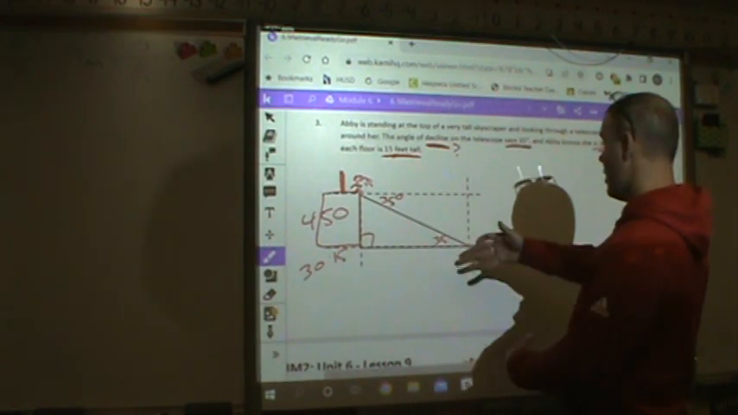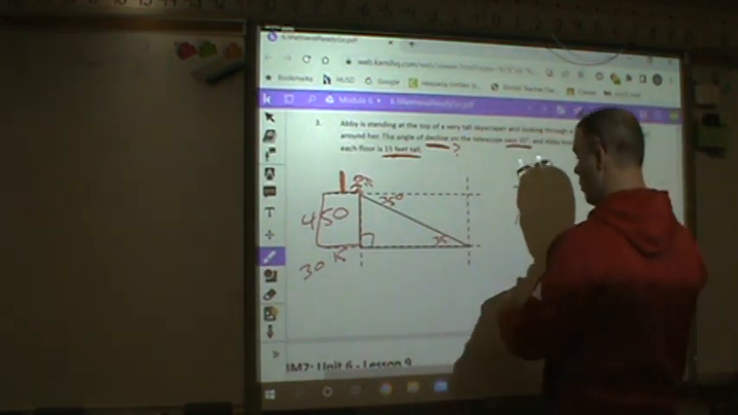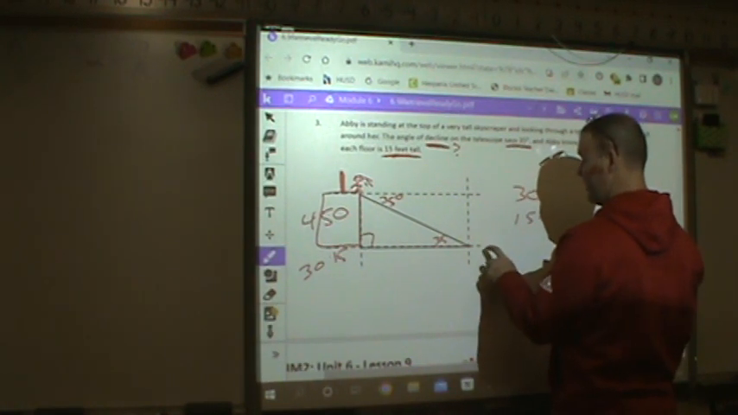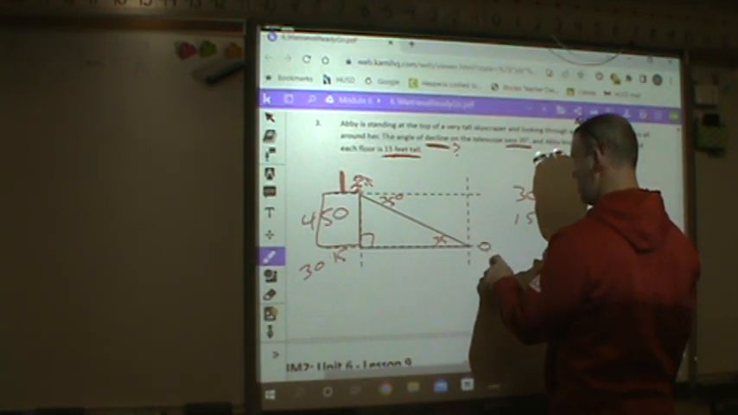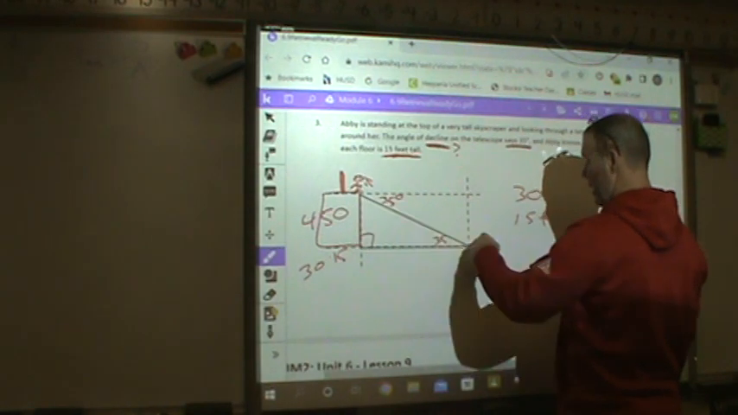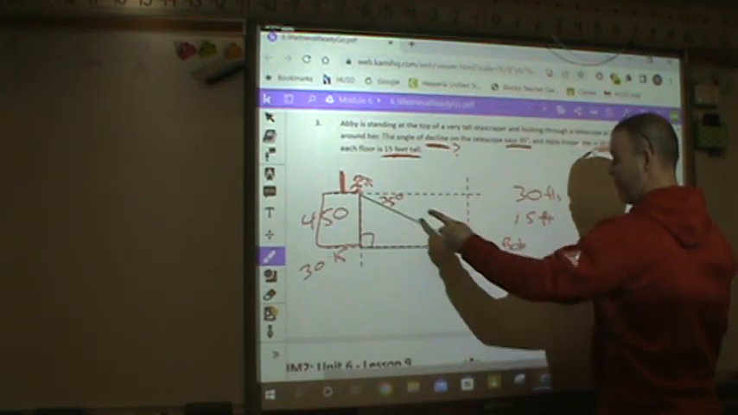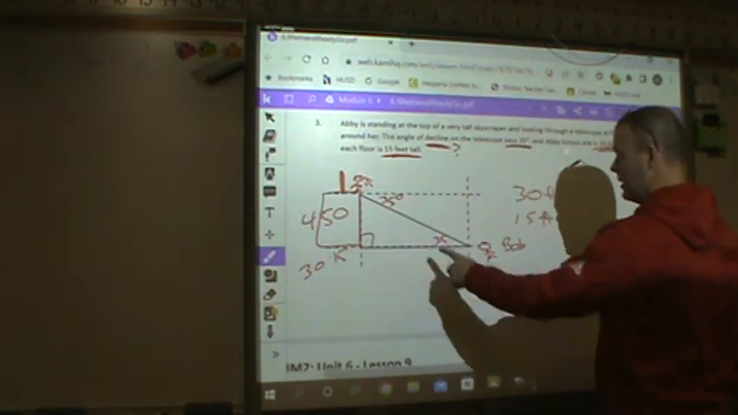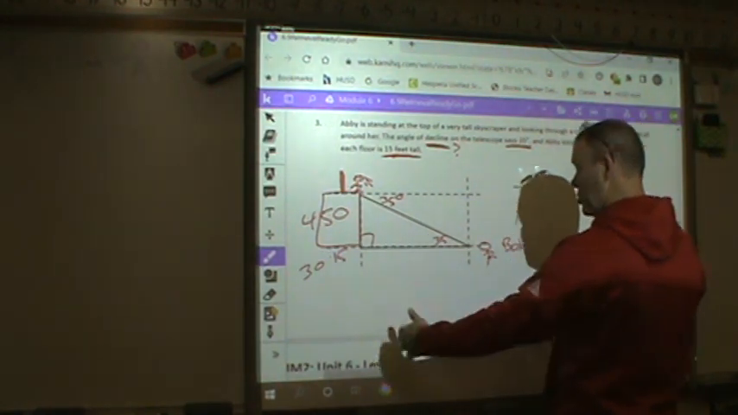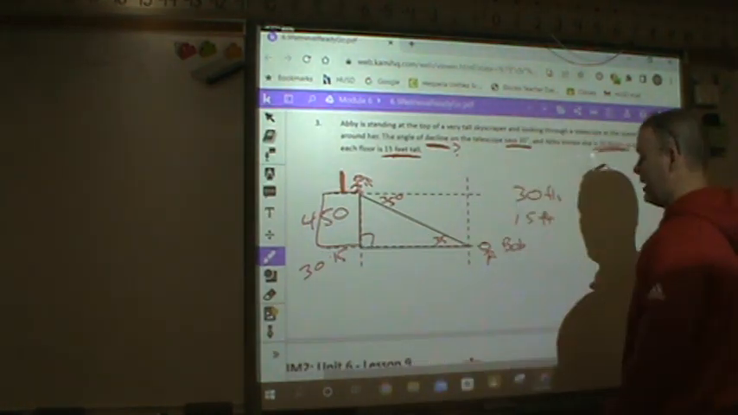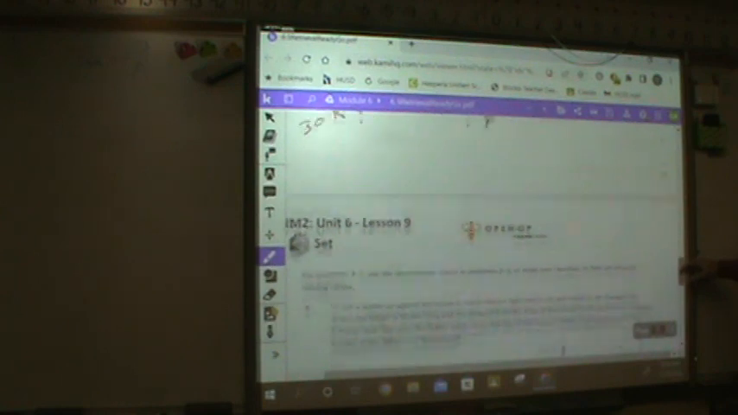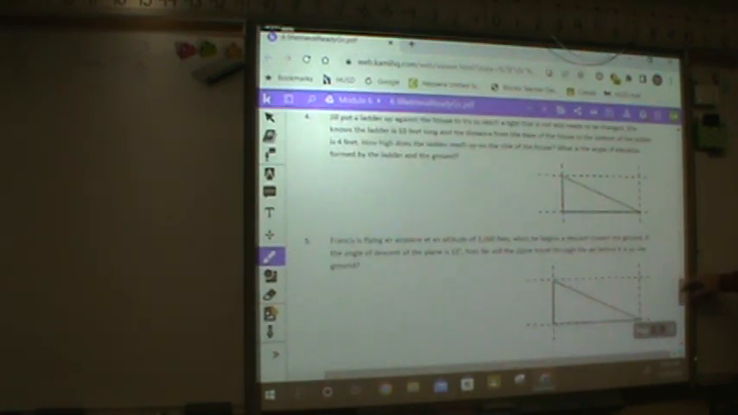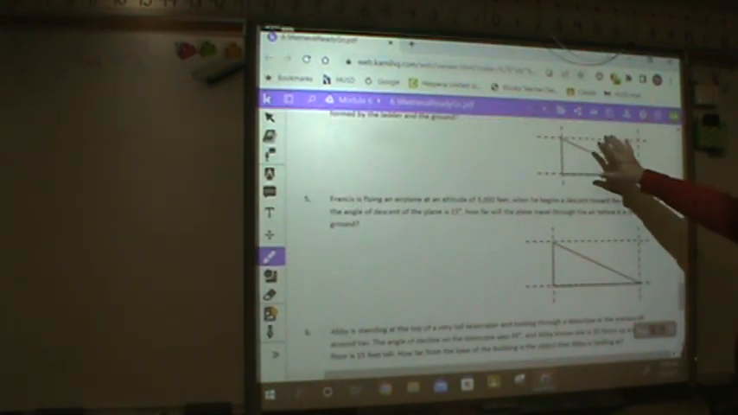Now, they're not asking us to find anything. If they wanted to ask us to find out what that thing she's looking at on the ground is, or say she sees somebody she knows, hey, Bob, how far is Bob from where she's at? That's going to be a hypotenuse. How far is Bob from the building? That's going to be a leg. So your plan was to go ahead and label these diagrams.